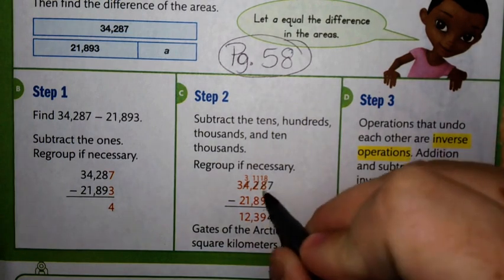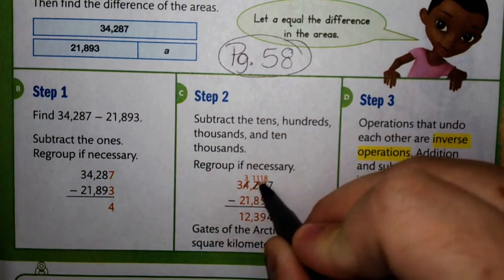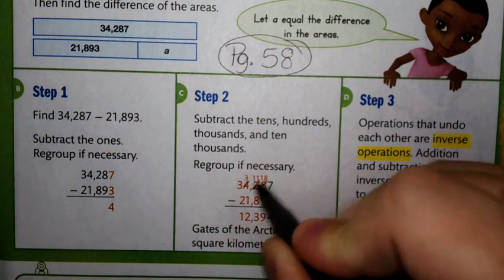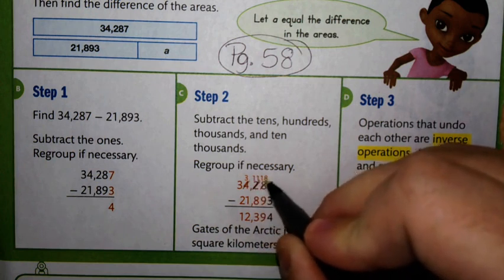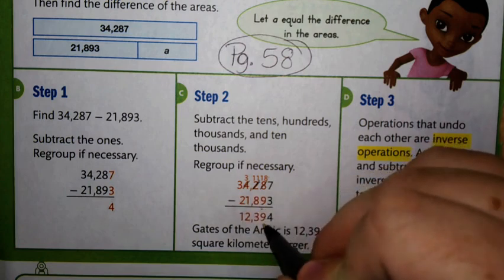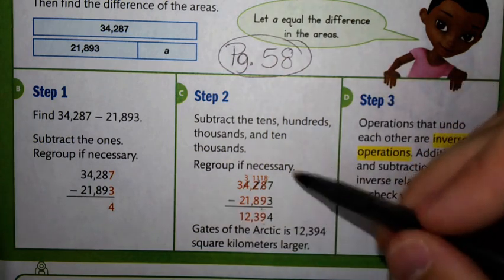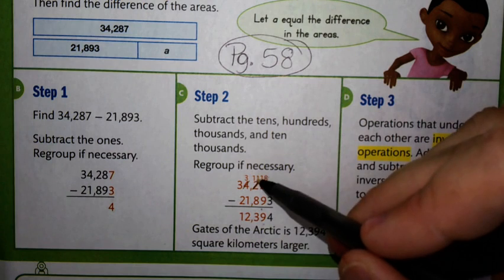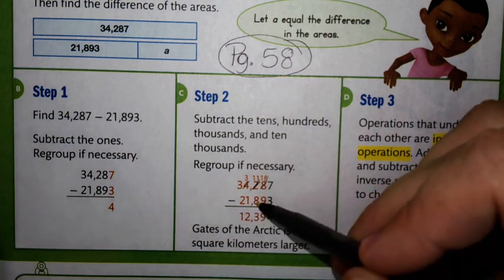What do I need to do? I need to go next door and regroup. So they crossed off our 2 and left a 1. And the 10 from that actually comes over to create an 18. Now we can say 18 minus 9 is 9. All right. Now we're going to come over here. I've got a 1 left over. 1 minus 8. I can't do that either.